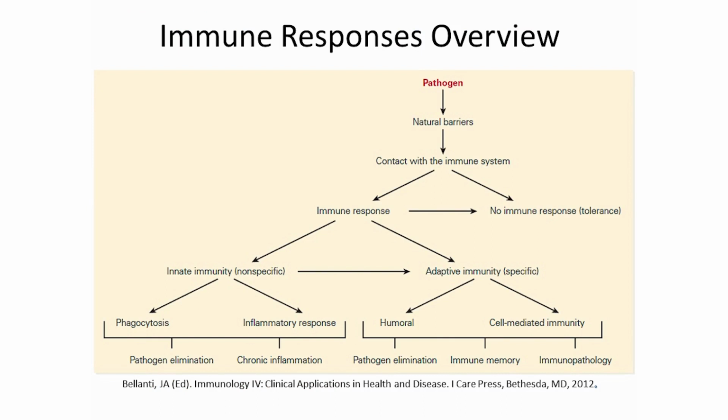So this is the overview. Immune mechanism overview in one figure. The pathogen has come. First of all, it is faced by natural barriers. Then it will contact the immune mechanism. There will be an immune response or there will be no immune response, because tolerance can be there.